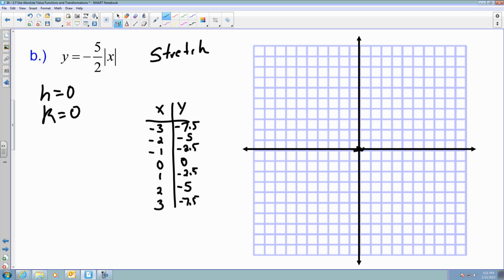So if I plot these points, I got negative 3, and 7.5 down. Negative 2 and negative 5. And then I got 1 and 2.5, and then the same value, so 1 and 2.5. I got 2 and negative 5. And then I got 3 and negative 7.5. So this is where I plot my points here. Okay.